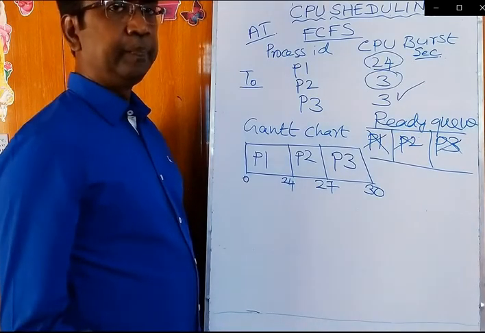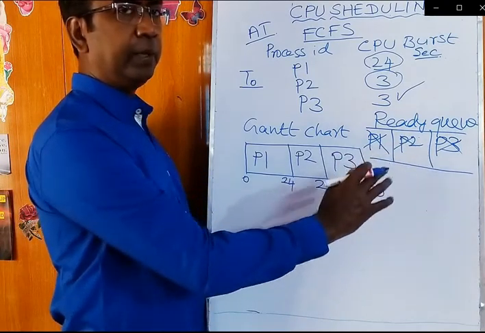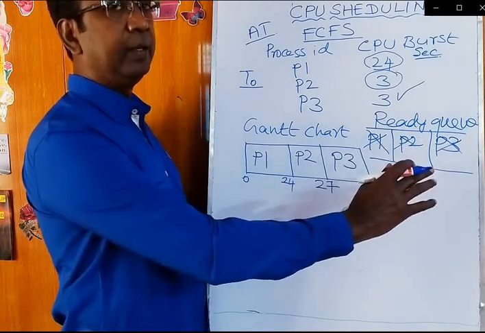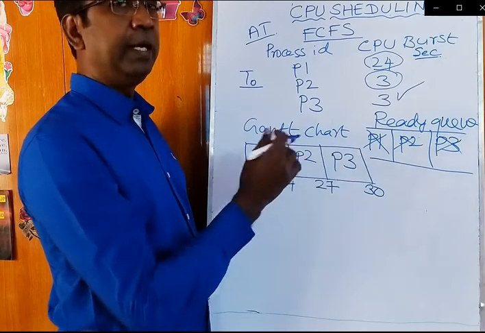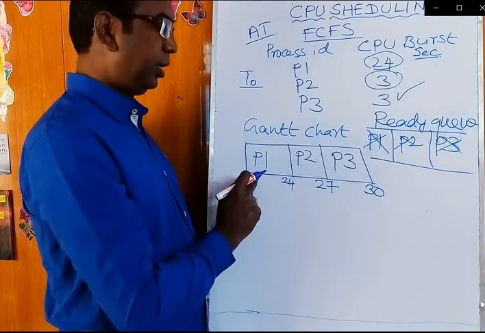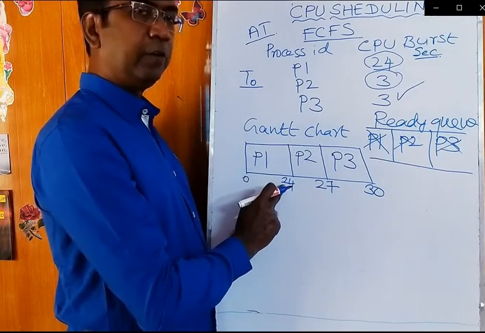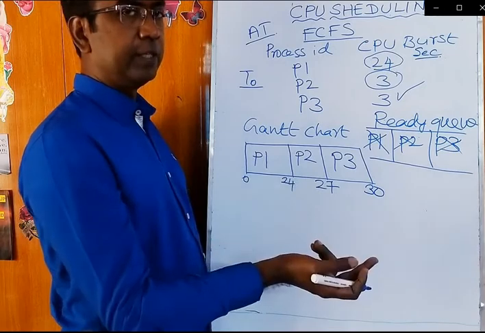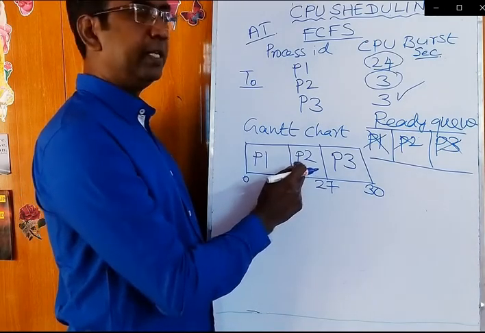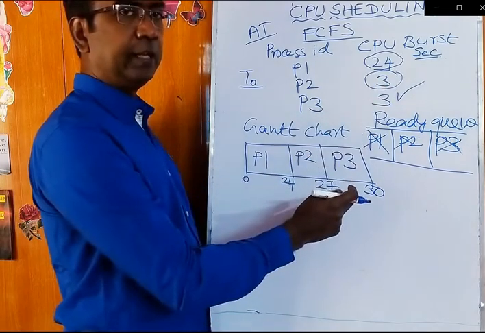Up to this, very simple. In the ready queue, three processes are available: P1, P2, P3 in that order. By default, P1 will enter the CPU first, followed by P2 and P3. So according to the Gantt chart, at time 0, P1 enters the CPU, executing for 24 seconds and coming out of the CPU. Then P2 enters, executing for another 3 seconds. P3 enters, executing for another 3 seconds.